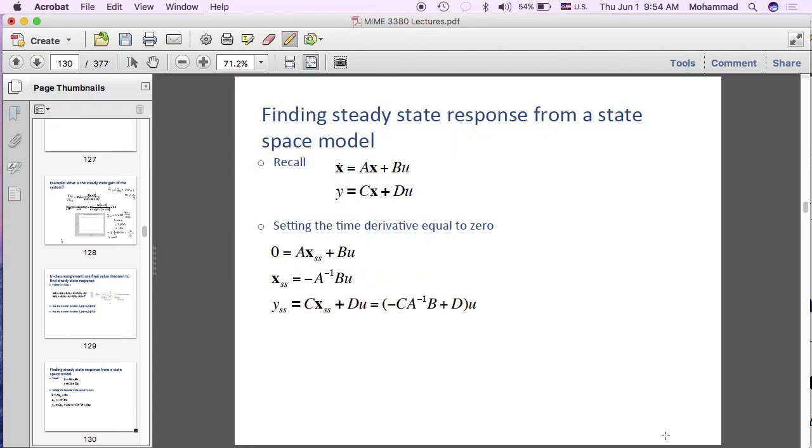And we'll start next time by trying to find the steady state response from the last way of modeling, which is the state space model. So I'm going to stop here.